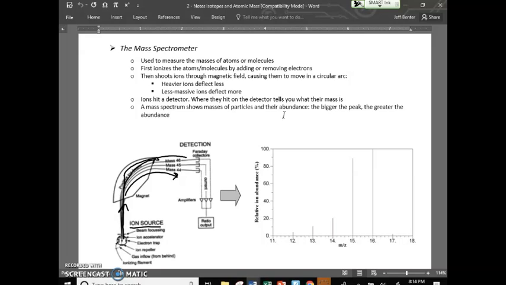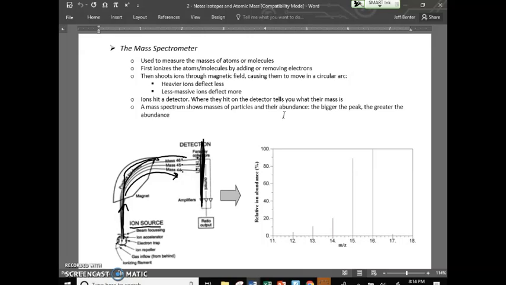And so you see here there's a separation. The lightest one bent the most, the heaviest one bent the least, and then it'll come over here and hit a detector. Okay? And so it can tell exactly how many particles hit in each spot, and then from that it can figure out the mass. Okay? And so then it will produce a graph for you.